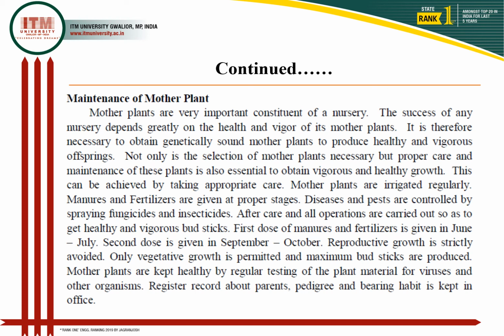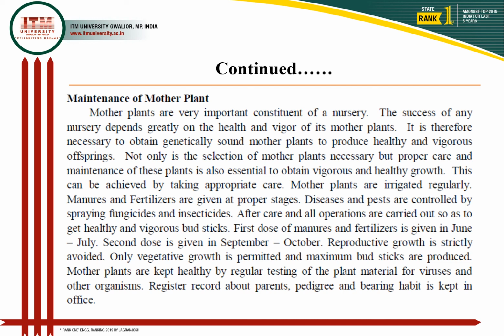After selection, the proper care and maintenance of these plants is another essential and important task, so that you will be able to obtain vigorous and healthy growth. It can be achieved by taking appropriate care. The mother plants are irrigated regularly. There is a need for proper irrigation, proper fertilization, proper manure treatment, proper disease and pest control, proper application of fungicides and insecticides. There is a need for aftercare. All operations are necessary to be carried out on time so that you can get healthy and vigorous bud sticks.